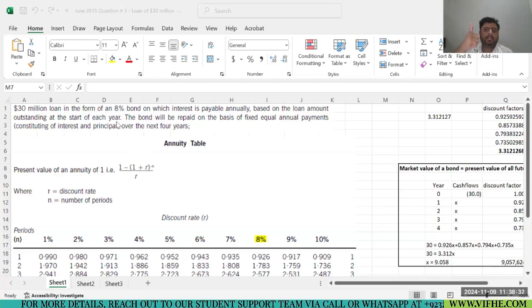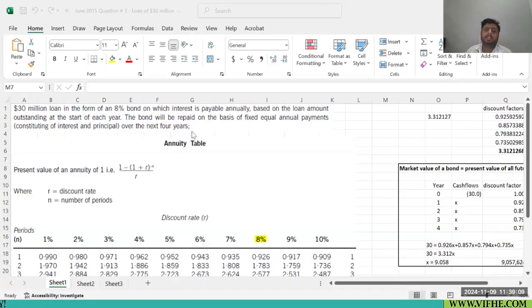So number one, the amount of loan is 30 million. Number two, the rate of interest is 8%. Number three, the interest rate is applied to the pending, payable, or the remaining amount only. So for example, if during the year there is some repayment from 30 million, for example, you borrowed 30 million, but you repaid 3 million in the first year, the interest is going to be calculated on the 27 million amount only. The bond will be repaid on the basis of fixed equal annual installments or payments constituting of interest and principal over the next 4 years.